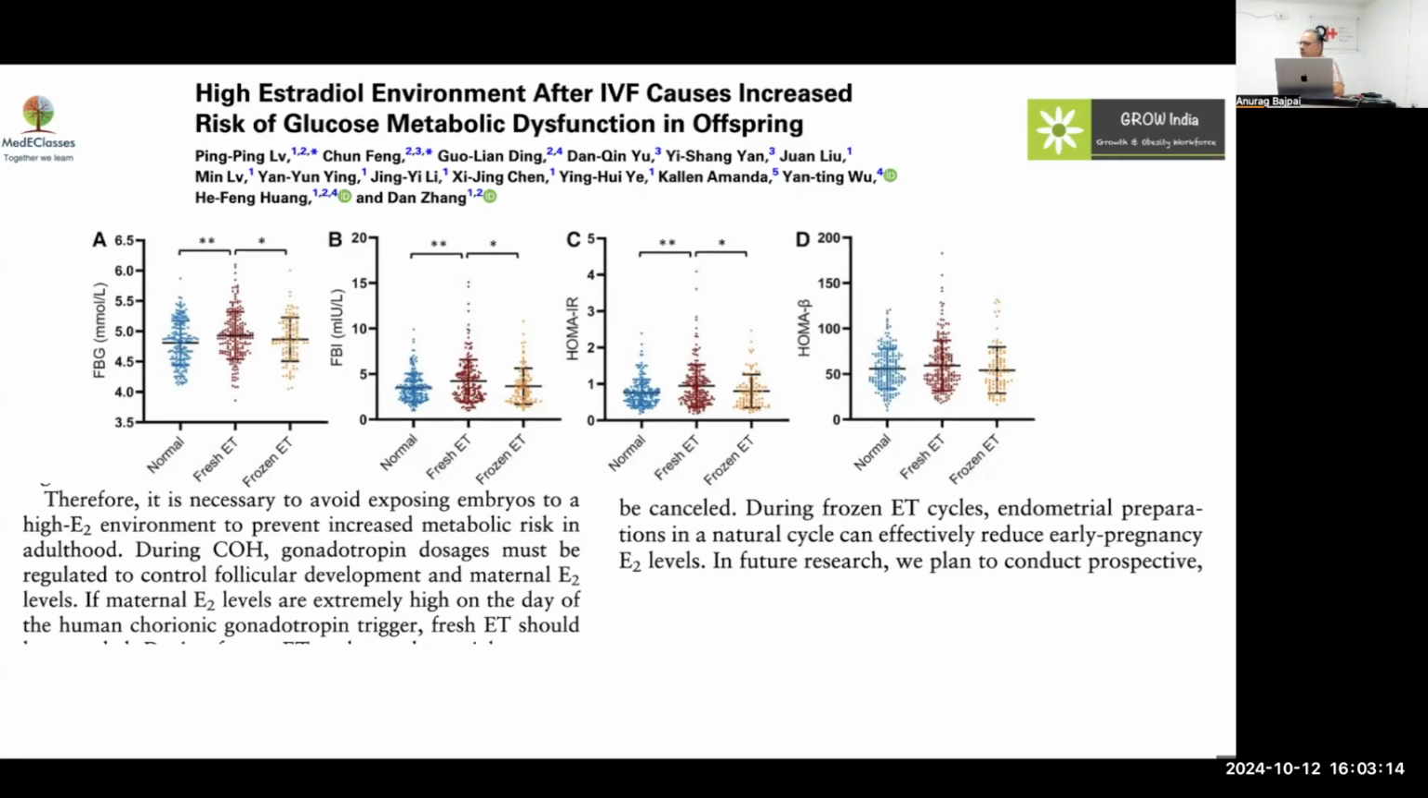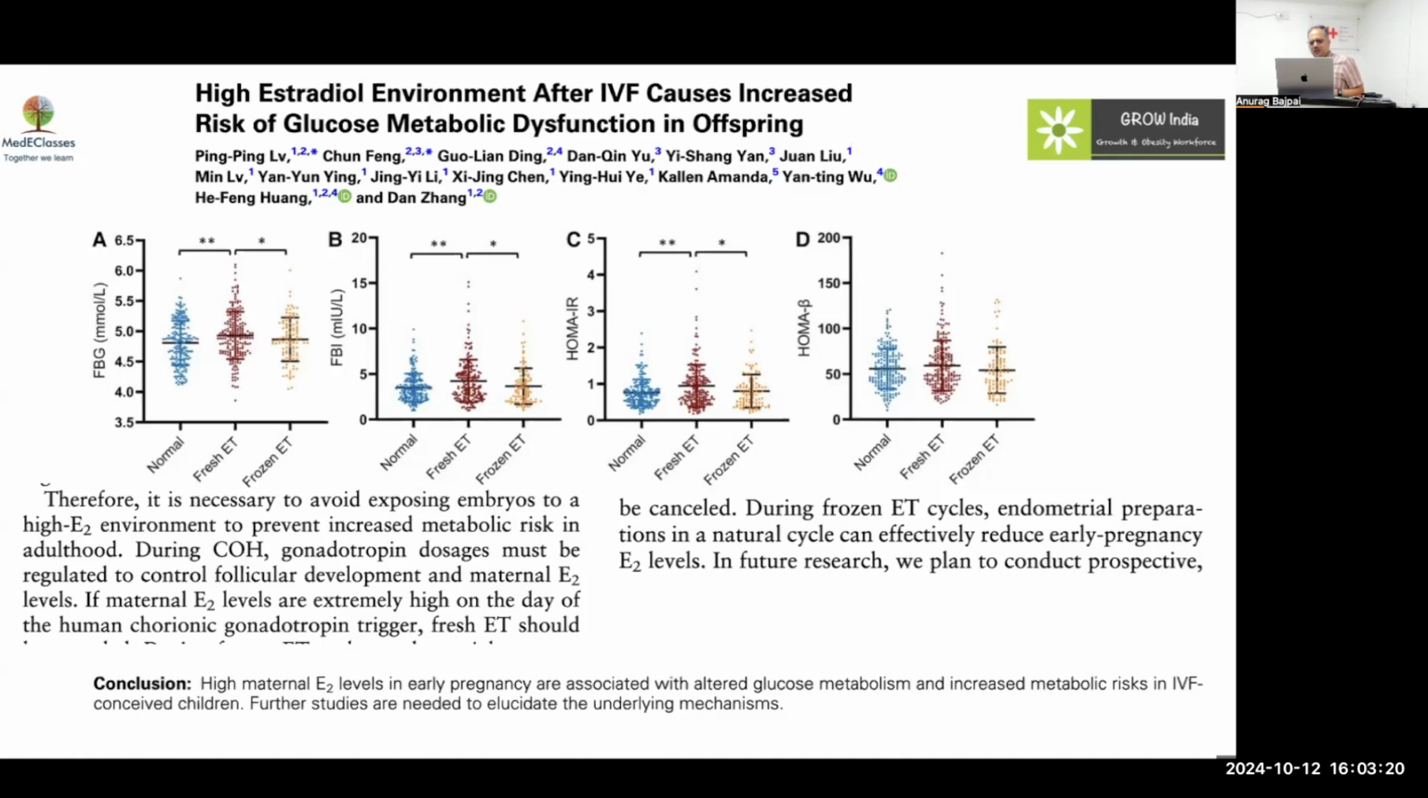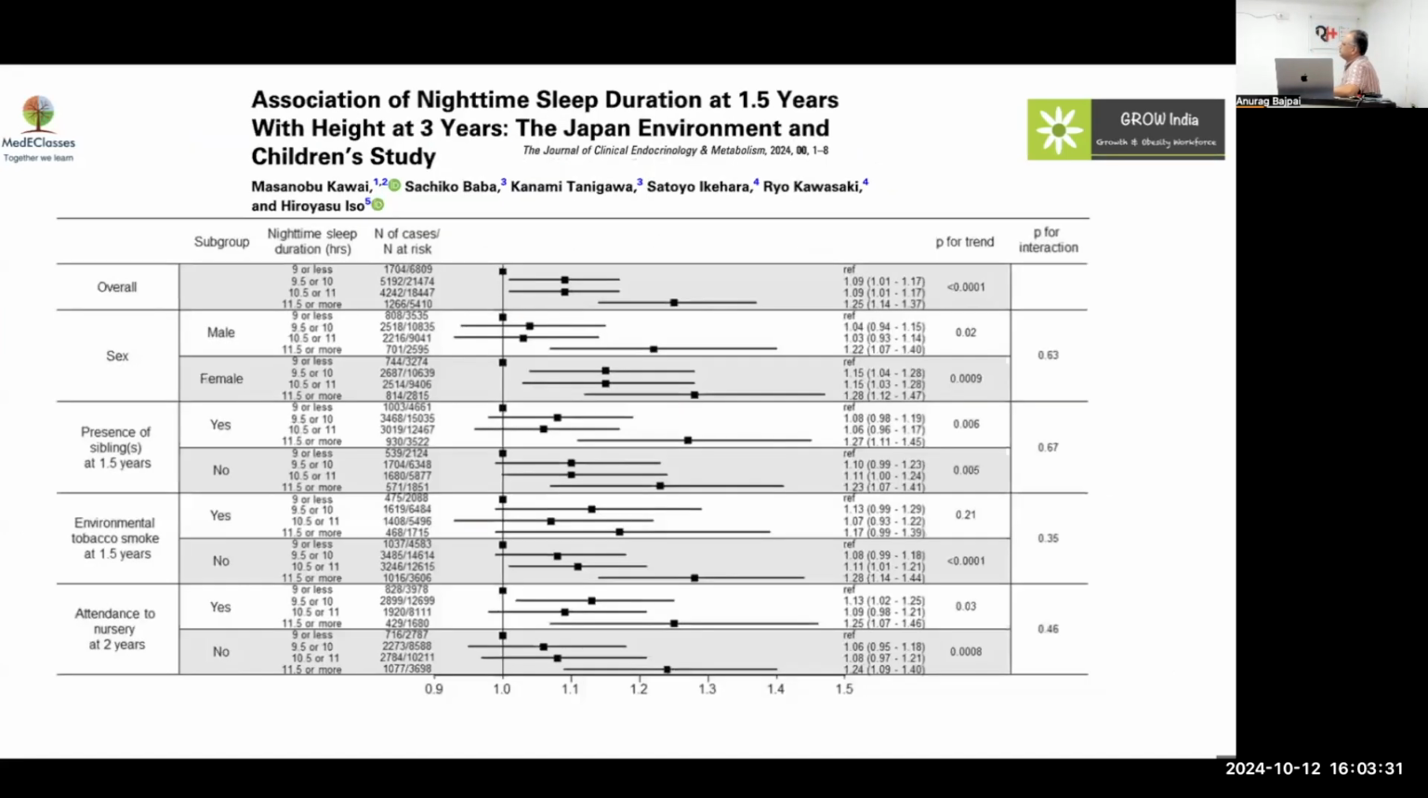What they're trying to say, which makes sense, is that whenever you're talking about altering physiology, be careful. Don't overdo it. Don't give too much estrogen. That's why they are saying that high maternal estrogen in early pregnancy is associated with risk later on. So this is interesting data, which they wanted to explore later on.